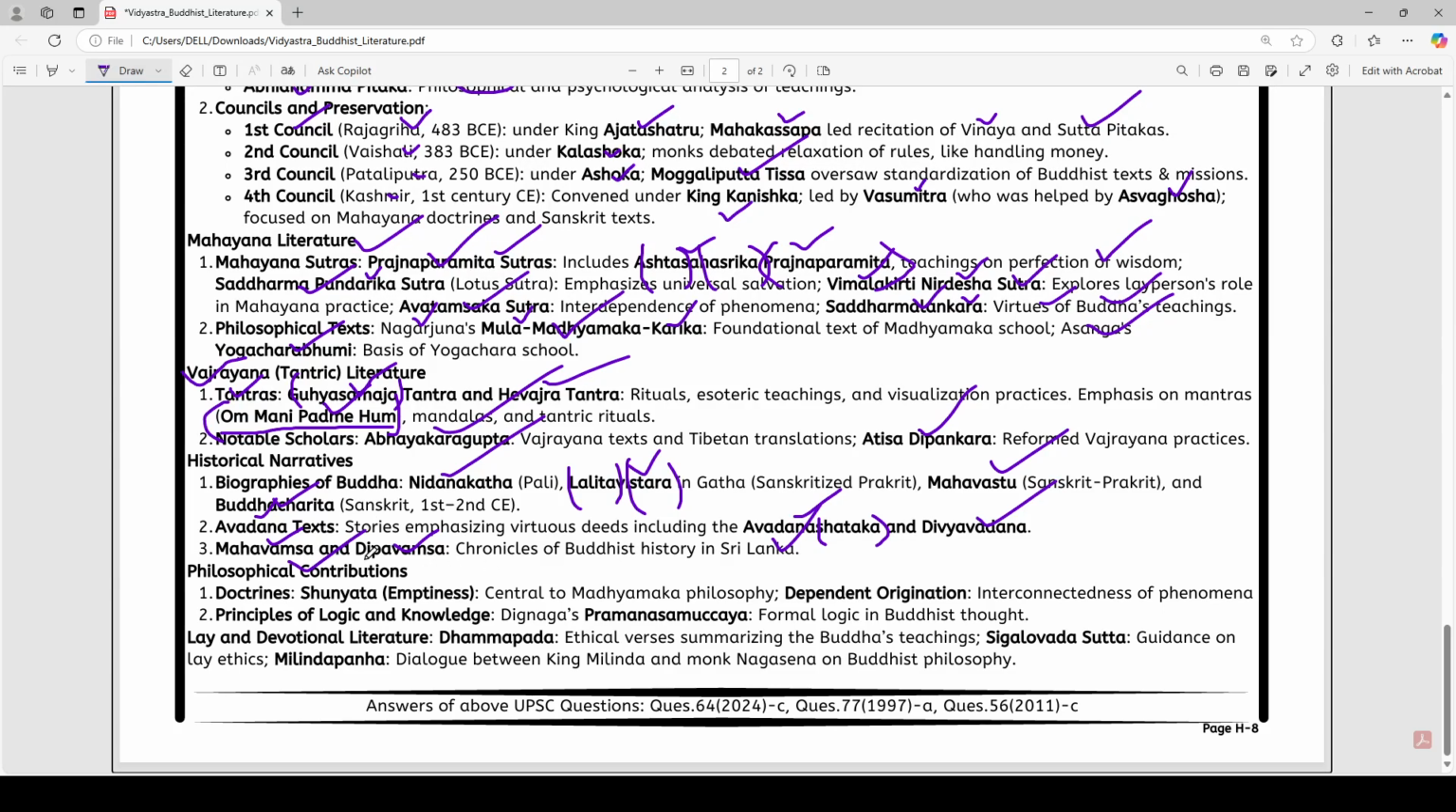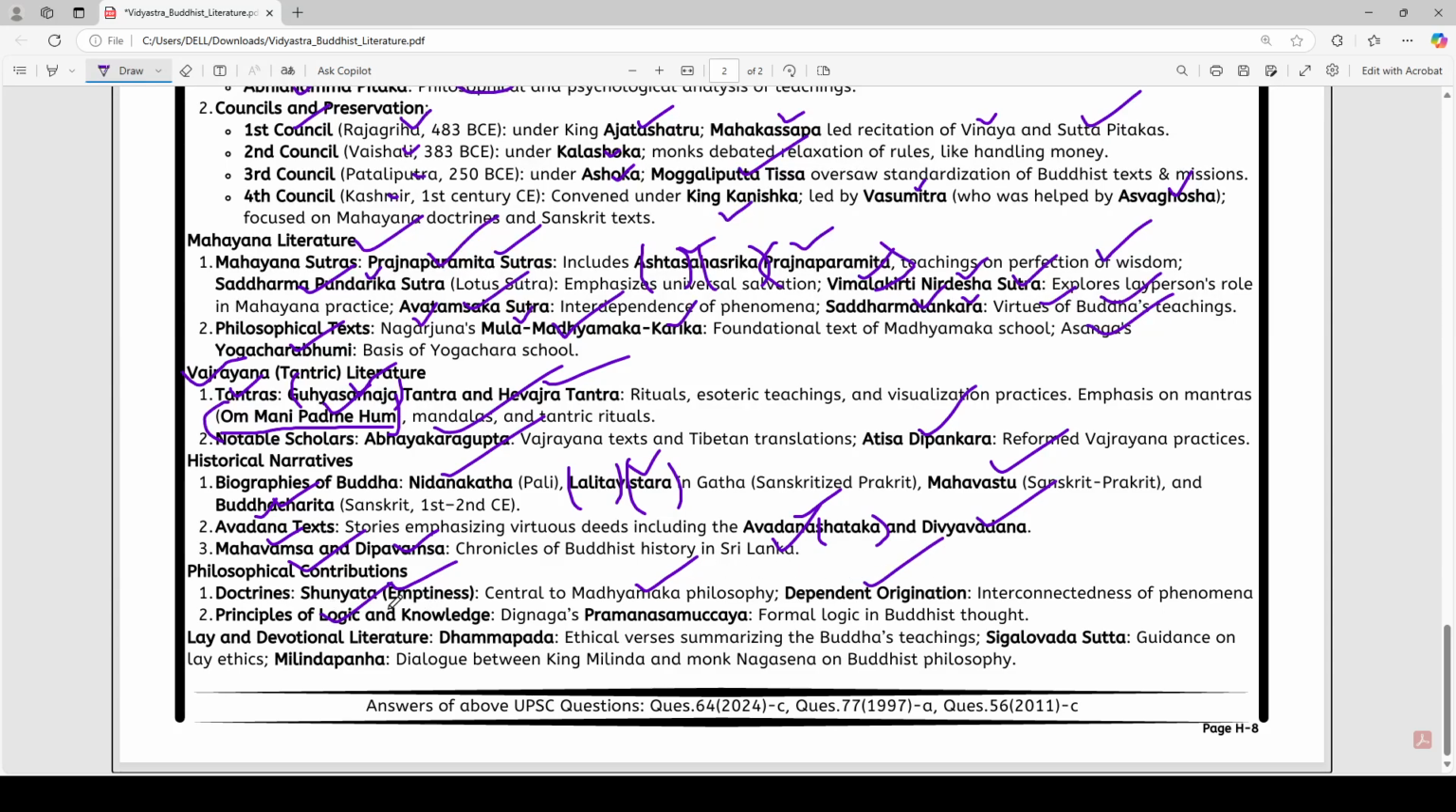Okay. Then there are the philosophical contributions. This Shunyata. Shunyata is a philosophy of Buddhism. What does Shunyata mean? It literally means emptiness, but you don't have to get confused. It means that everything is interdependent. There is a cause, there is an origin, and there is an effect. This is central to Madhyamaka philosophy. That is dependent origination.